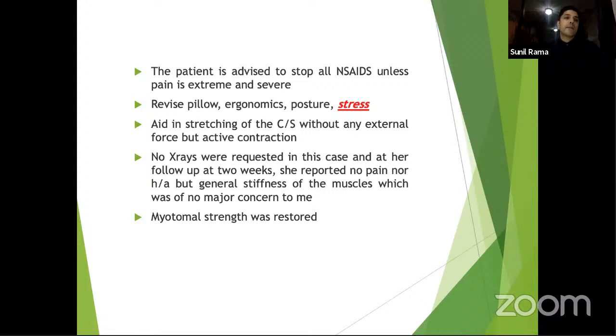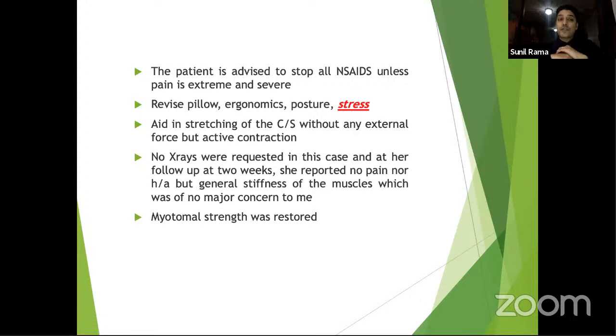I always advise the patient to revise the pillow, their ergonomic setup, monitor their posture, and of course, to talk about stress with your patients, especially now with what's happening in this pandemic and in a post-COVID-19 world. The stress aspect is something you have to discuss with your patients as to what could be causing it, because it will just be a recurring type of episode with this neck pain.